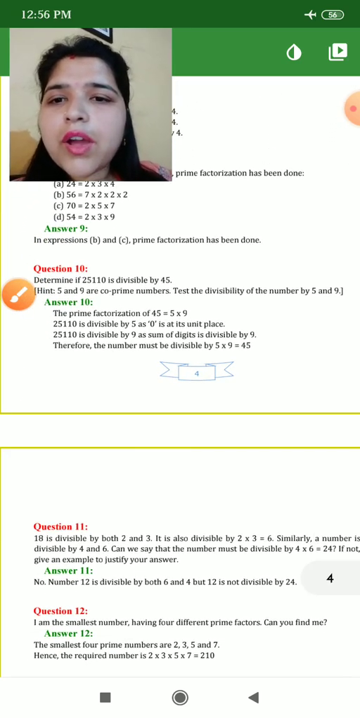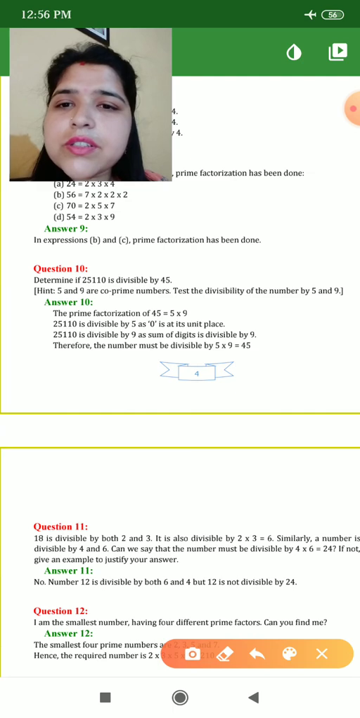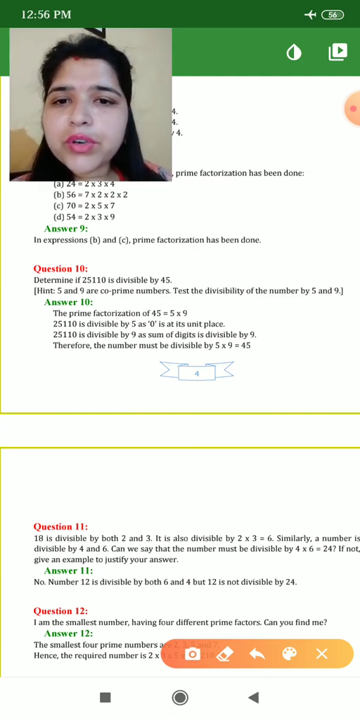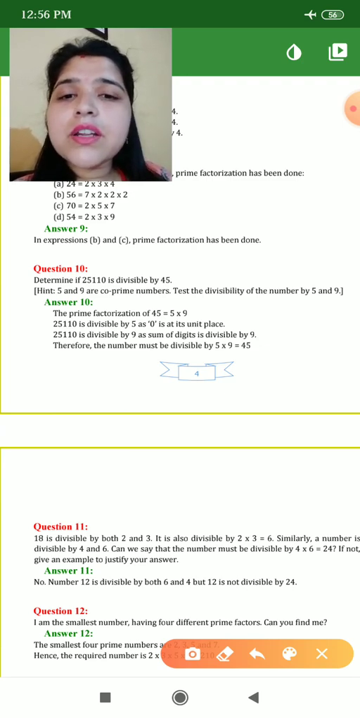Now you have to see question number 10. What is given? Determine if 25110 is divisible by 45. See, we have to check the divisibility test for 45. Now it is giving us a hint that 5 and 9 are co-prime numbers. Test the divisibility of a number by 5 and 9. First you check the divisibility by 5 and 9. So the prime factorization of 45 is what? 5 into 9. Simple as that.